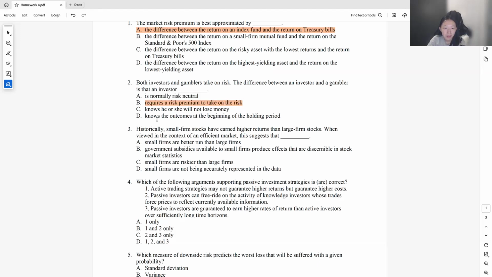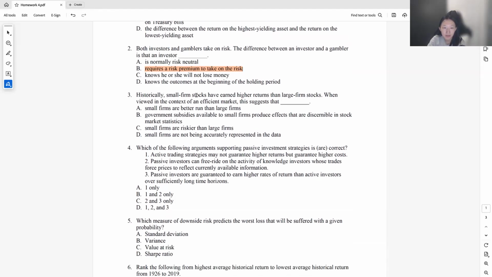So B. Number 3: historically, small firm stocks have earned higher returns than large firm stocks. When viewed in the context of an efficient market, this suggests that small firms are better run than large firms. We have a question mark here. A higher stock price does mean the firm is doing well, but there are other things driving the performance as well. So it's not necessarily wrong, but it's ignoring some other factors.